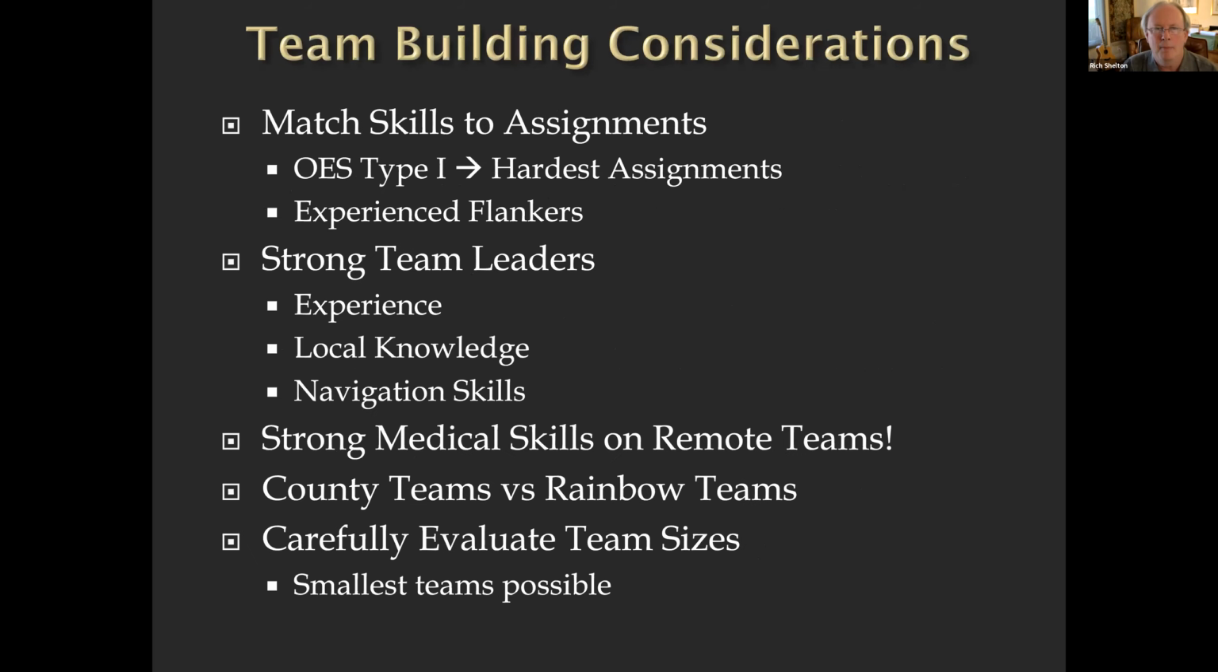Okay. Another thing in building teams, and this is something we like to talk about a lot, is really thinking about matching your skills to your assignments, right? You're going to have identified in your plan your type 1 searches, your hardest assignments, local knowledge. Do I need experienced flankers, more really experienced flankers? Do I have them here? Can I allocate them to canine teams?